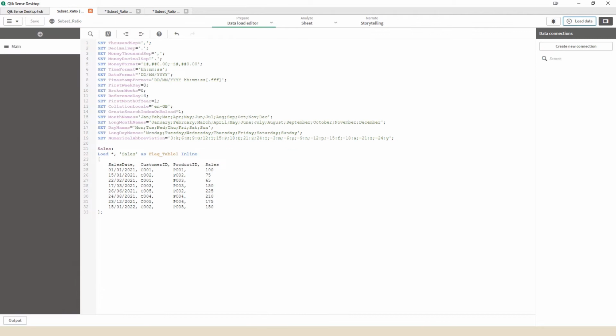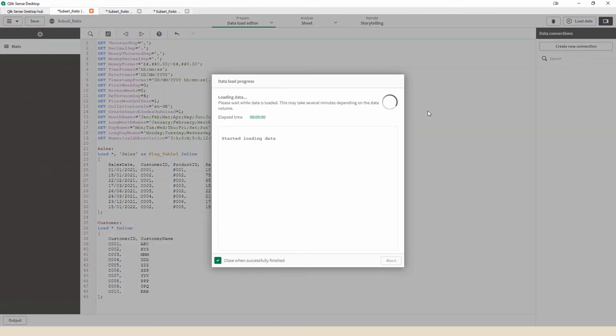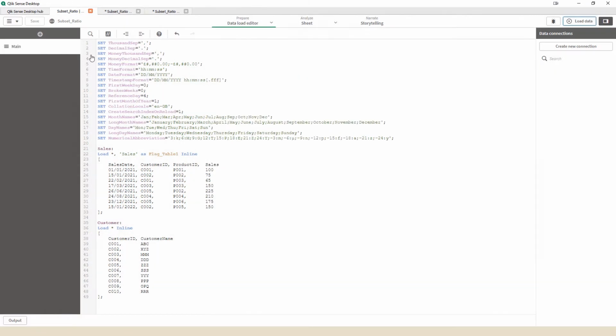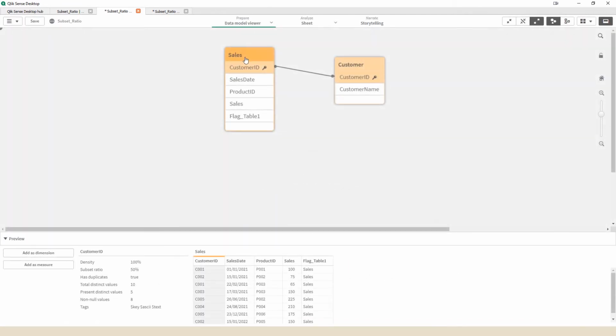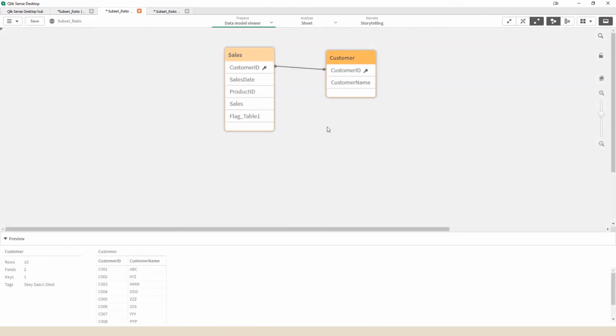Let's add one more table, which is a customer table here. We have information of 10 different customers and not all the customers have sales here. I will reload the application and now we will see that there are two different tables in the data model. One is sales, one is customer. Both are associated by customer ID.